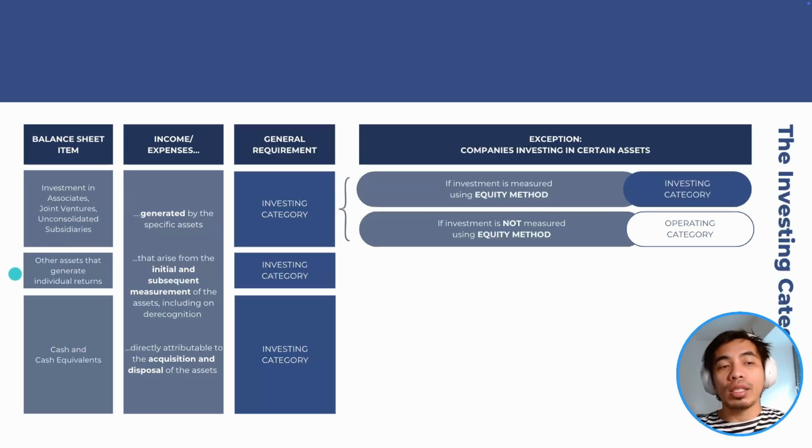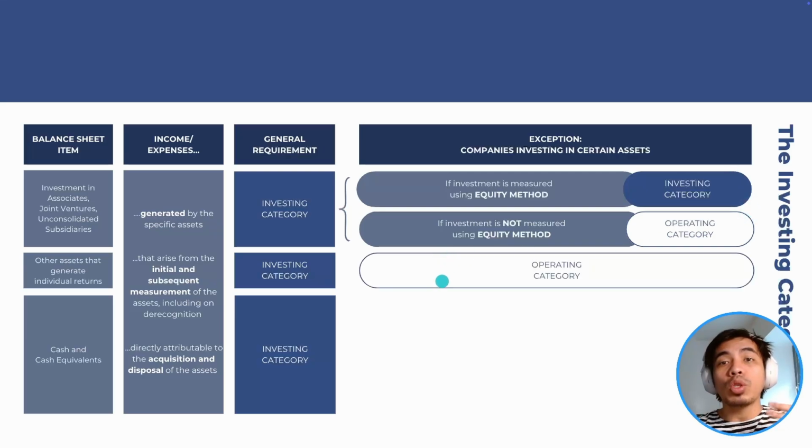How about for other assets that generate individual returns? It becomes operating category. No other questions asked. There's no other sub-analysis that you have to do. The other assets, for example, rental income, in a normal company that doesn't invest in real estate, and for some reason they have investment property that they generate rental income from, it would normally be in the investing category.